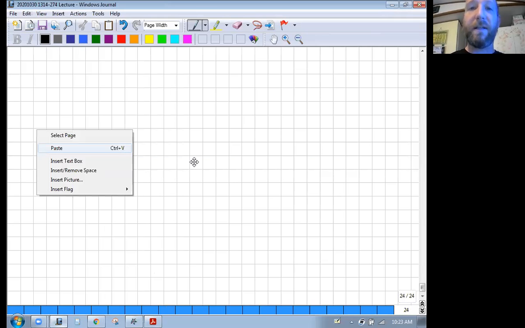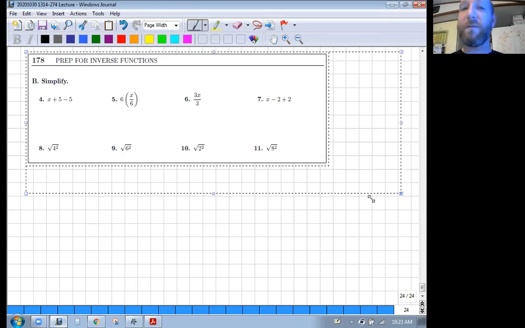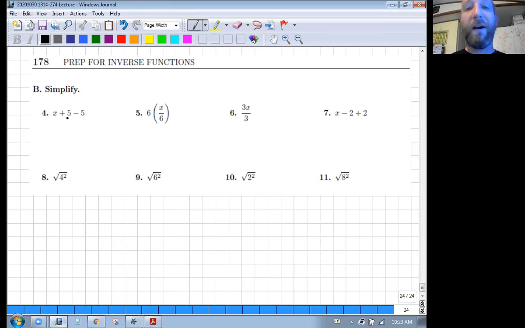So let's look at these two examples. If you add 5 and subtract 5, you just get your x back. If you multiply by 6 and then divide by 6, you have your x back. If you multiply by 3, divide by 3, you have x. If you subtract 2, then add 2, you're left with x. If you take 4 and square it, then square root it, you get your 4 back. If you take your 6, square it, and then square root it, you just get your 6 back.